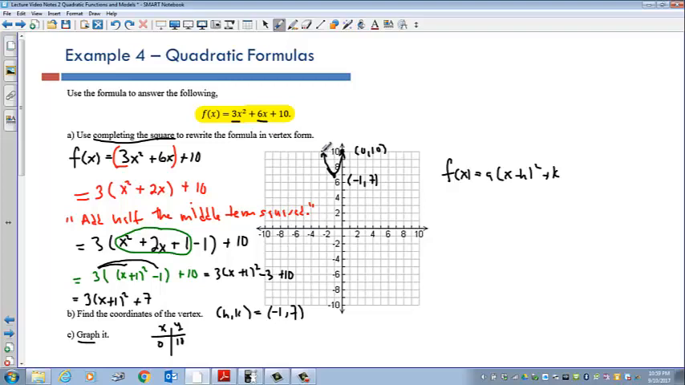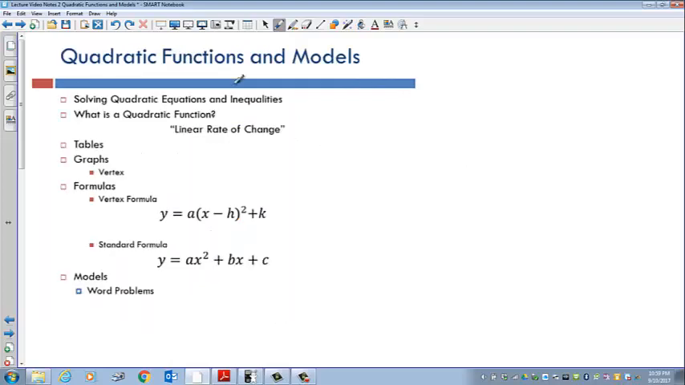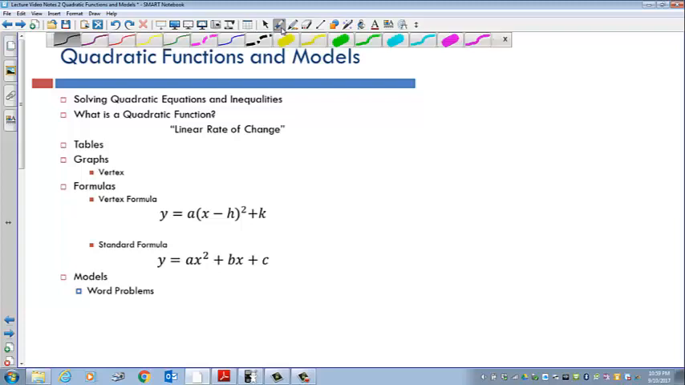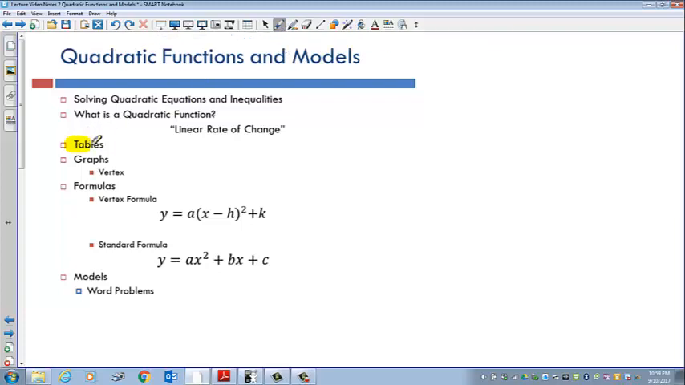Okay, so what's next? We talked about what a quadratic function is. It has a linear rate of change. We looked at a table example, and we looked at tables with graphs, talked about the vertex, and talked about the two types of formulas. There's the vertex formula and the standard formula. They do the same thing.